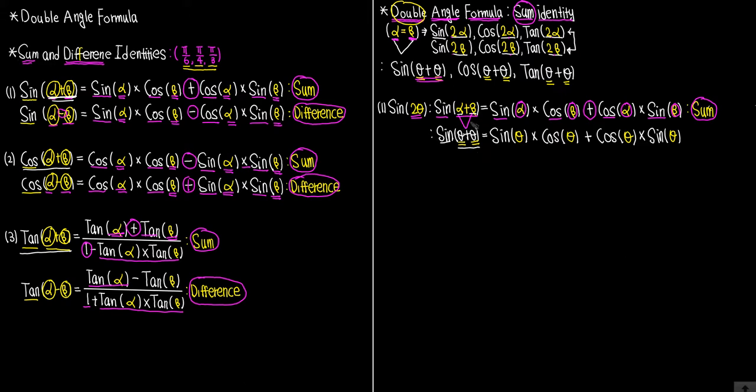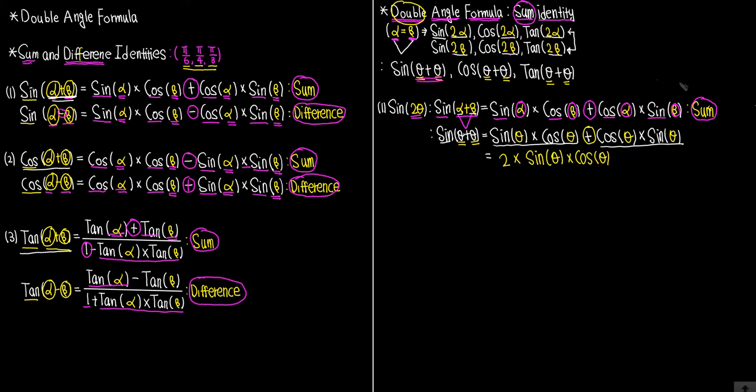formula for sine. So if you keep moving on, we have the two terms, sine theta times cosine theta, and cosine theta times sine theta, which are like terms. So that means we can add those two terms since we know that they are like terms. If we add them, we will get 2 times the sine of theta times the cosine of theta.